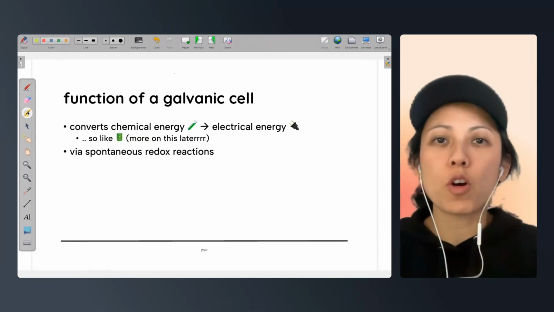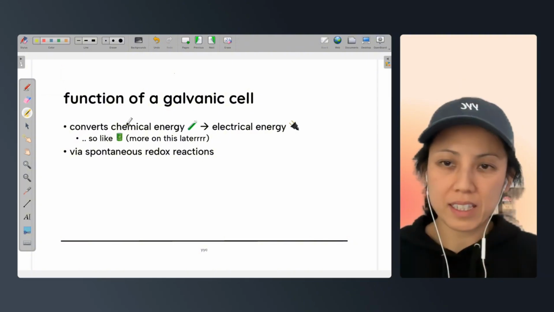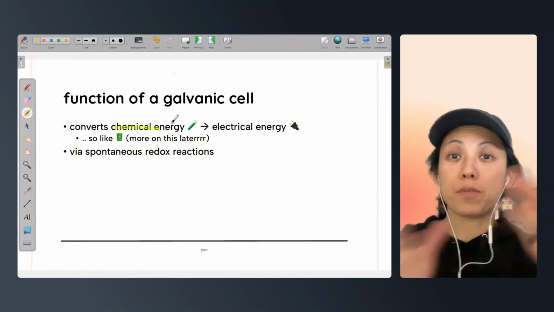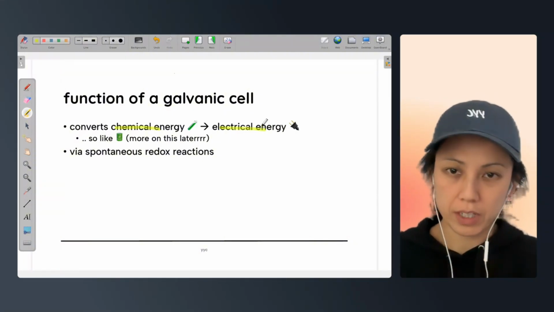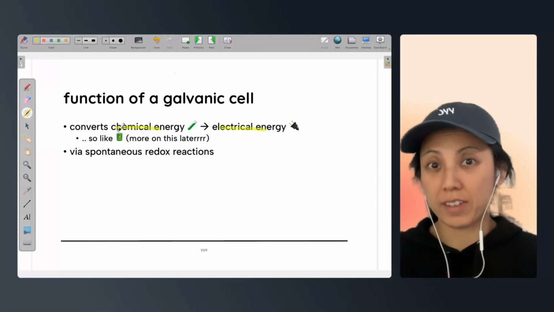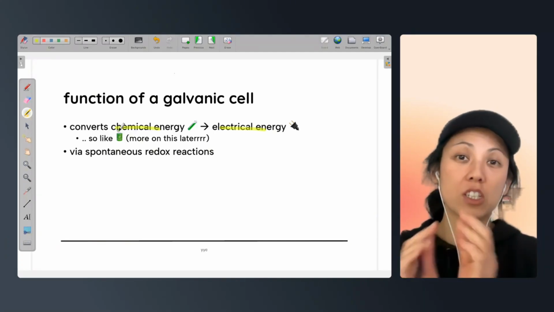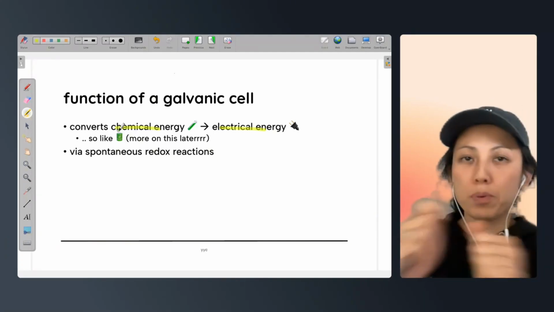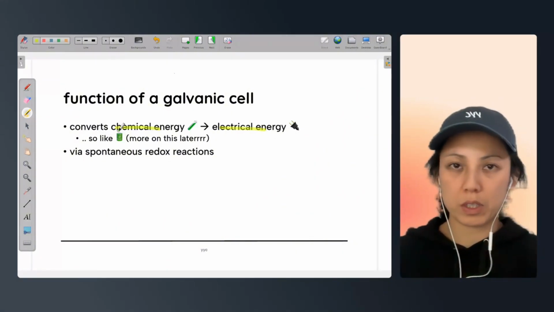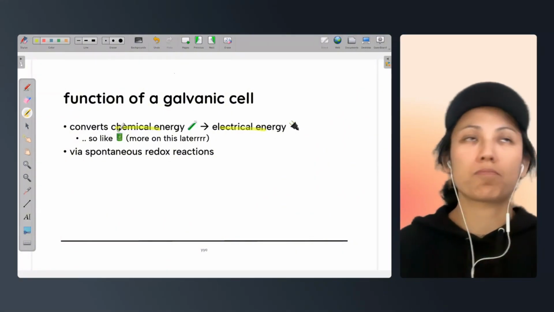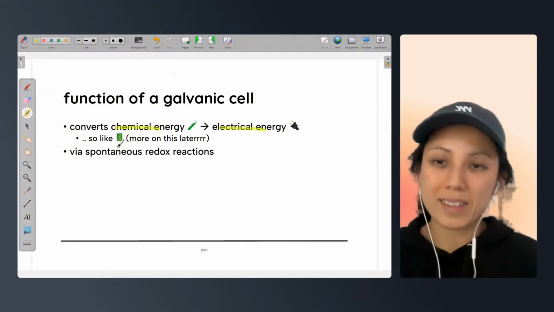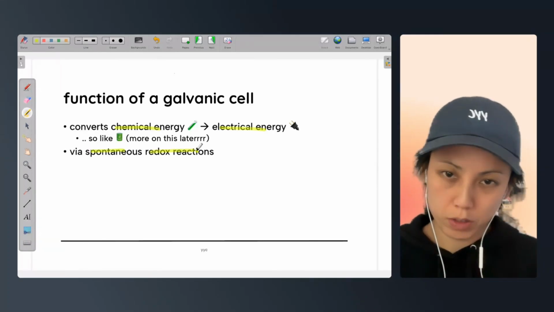Okay, so what's the overall function of a galvanic cell? It takes chemical energy and converts that into electrical energy. So your battery, as an example. There's chemical energy within the batteries, and then some process happens in there, and then it turns it into electrical energy that you can use for whatever products you want to use. And it does this via spontaneous redox reactions.